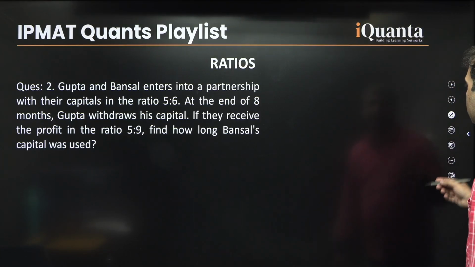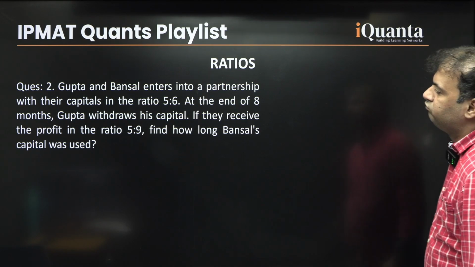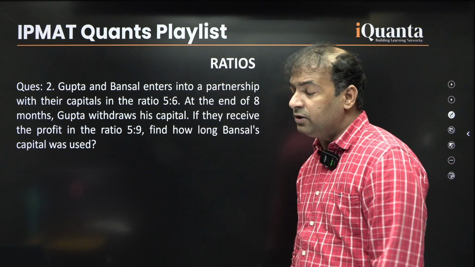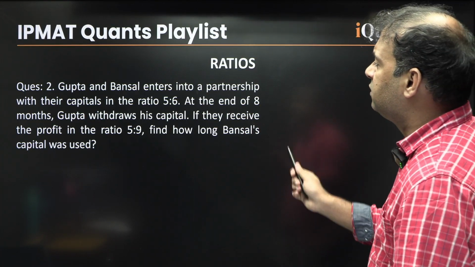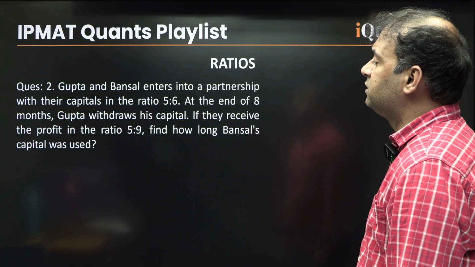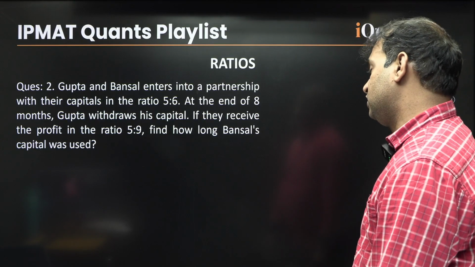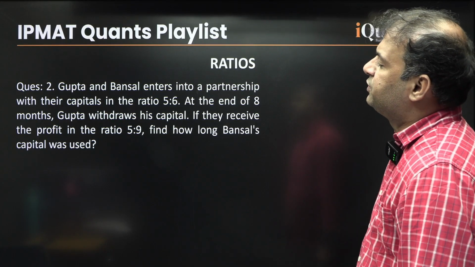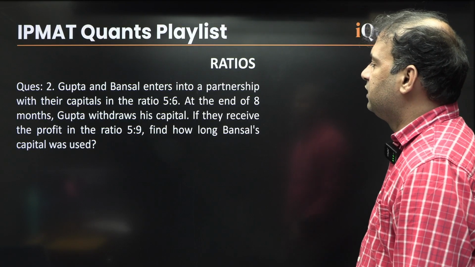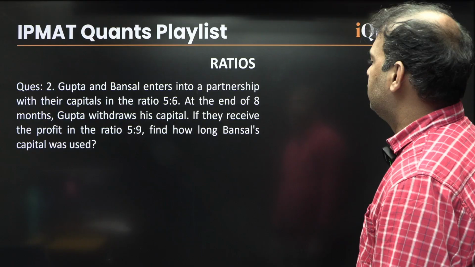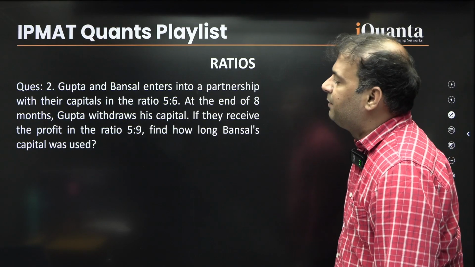Let's move to the second question now. Let's try to solve some different variety now, okay? Guys, this question says that Mr. Gupta and Mr. Bansal enter into a partnership with their capitals in the ratio 5:6. At the end of 8 months, Mr. Gupta withdraws his capital. If he received the profit in the ratio of 5:9, then find for how long Bansal's capital was being used.